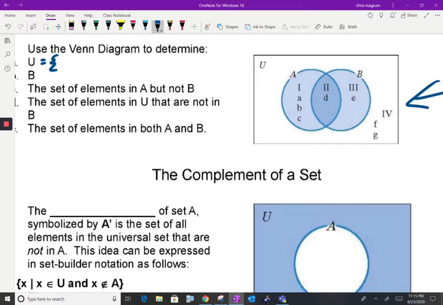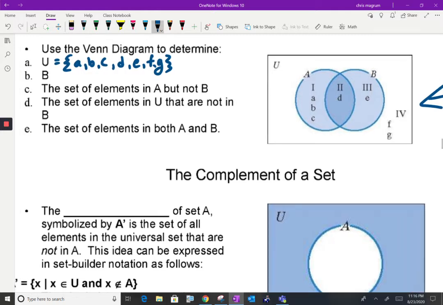Okay, so we had A, B, and U: universal set, set A, set B. The Roman numerals are not elements in the set, they're just labeling the different regions, so ignore that those are there. There will be times when we talk about the region and what Roman numeral it is, but for now, just kind of ignore them. So if we look at the elements, we had A, B, C, and then D, E, F, G. So there's our universal set.